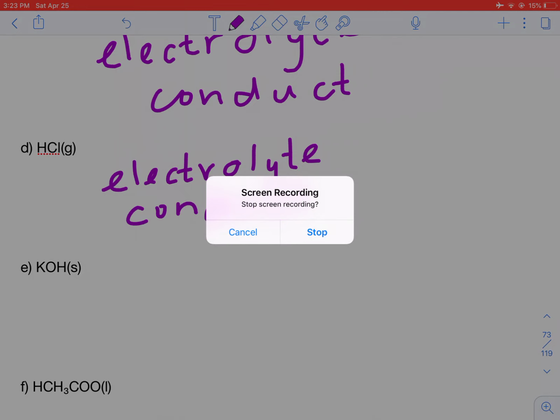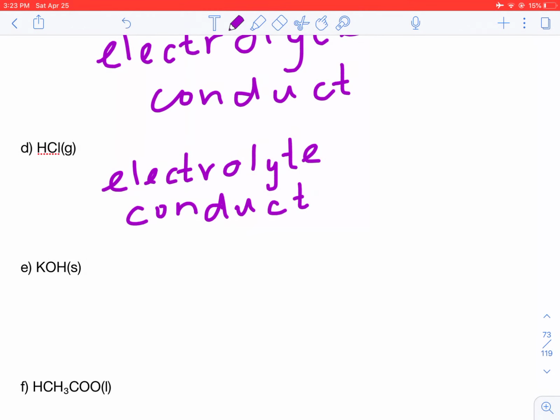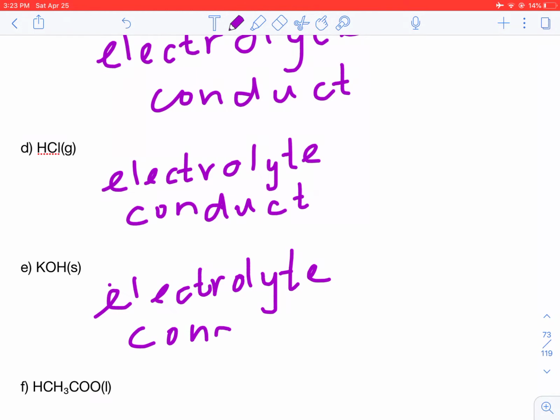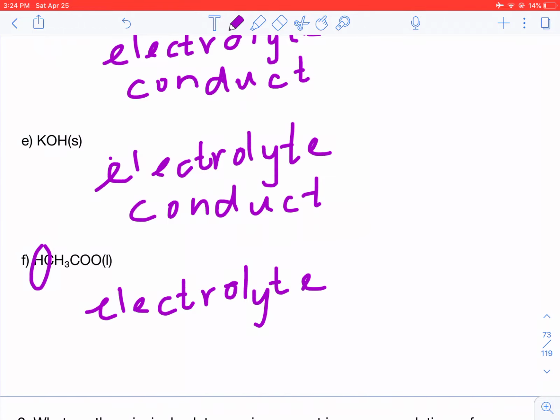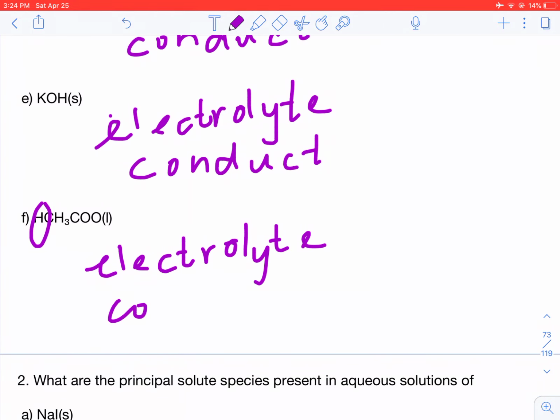Okay. So, KOH is also an electrolyte. And it will conduct. Forms an electrolyte. Here I showed you acetic acid, and in this case also it forms an electrolyte. You can see it's a molecular substance, but it's an acid, so it conducts.